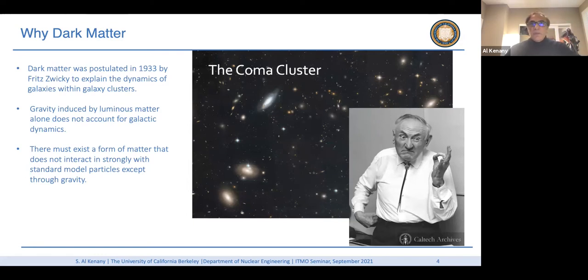So it means you observe the universe, you see luminous matter, and then you calculate how much mass is there, and it does not work with the numbers. There must be some missing mass in the universe, much more than the visible mass. And that's what he called dark matter. There must exist a form of matter that does not interact strongly with the standard model of particles. So it means not in the electromagnetic domain, non-observable. The only way that it interacts is through gravity.